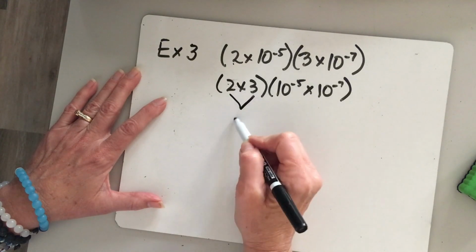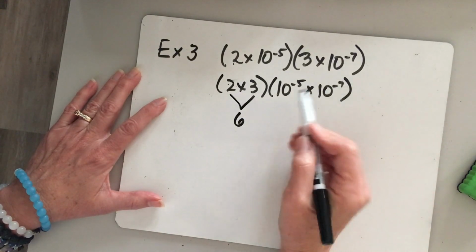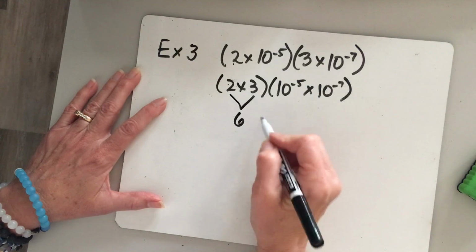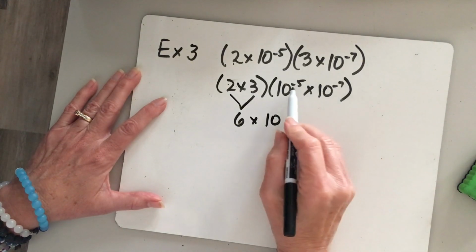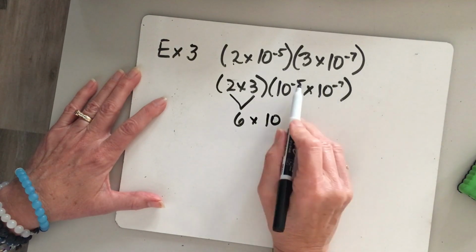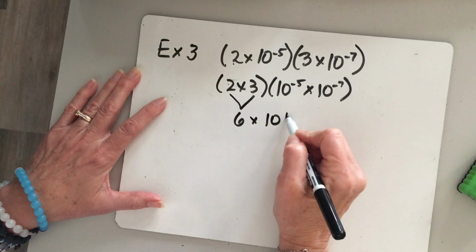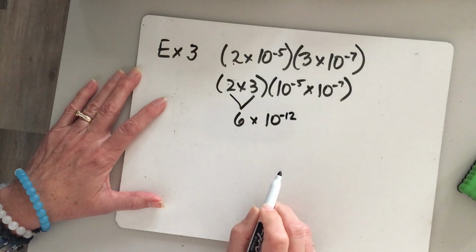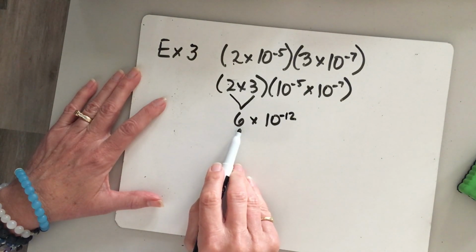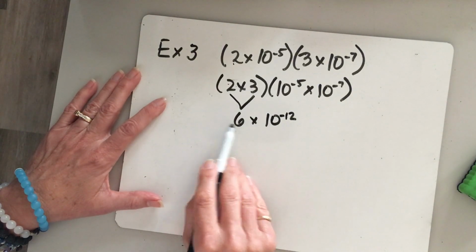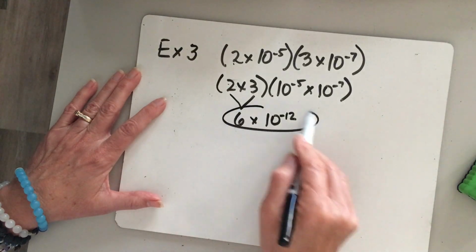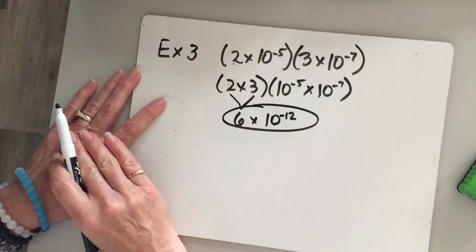2 times 3, that's equal to 6. And then 10 to the negative 5th, 10 to the negative 7th. What's negative 5 plus negative 7? Both the signs are the same, so we add the numbers together. 5 plus 7 is 12. We put the common sign in front. Is this in scientific notation? Yes, it's in between 1 and 9. It is in scientific notation, so that is your answer.